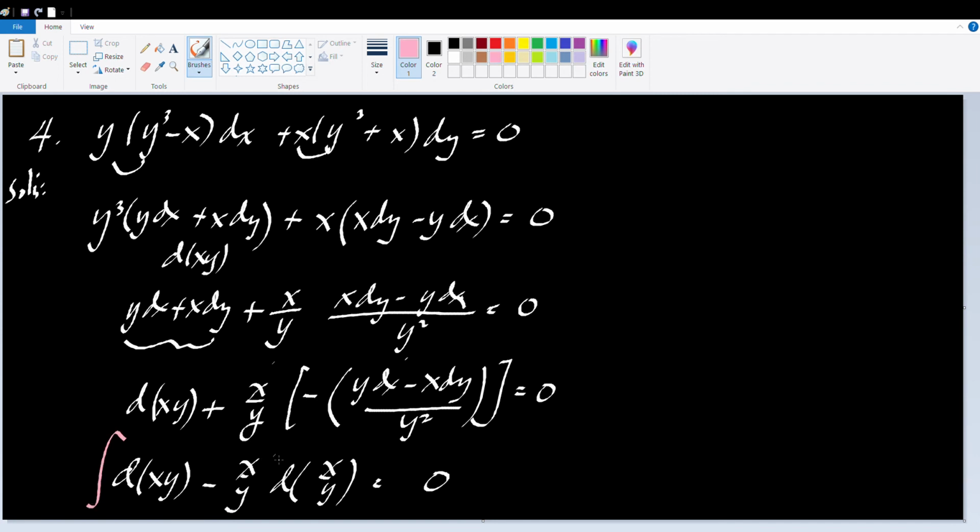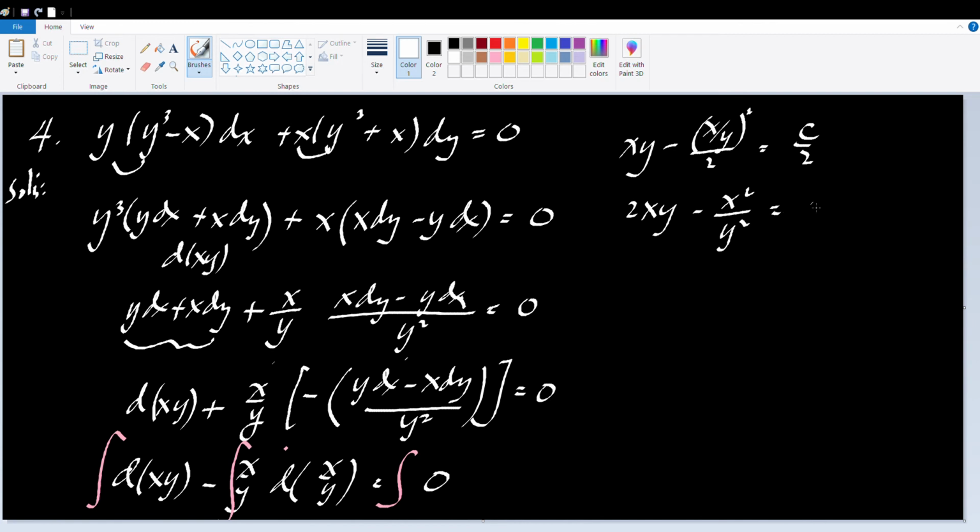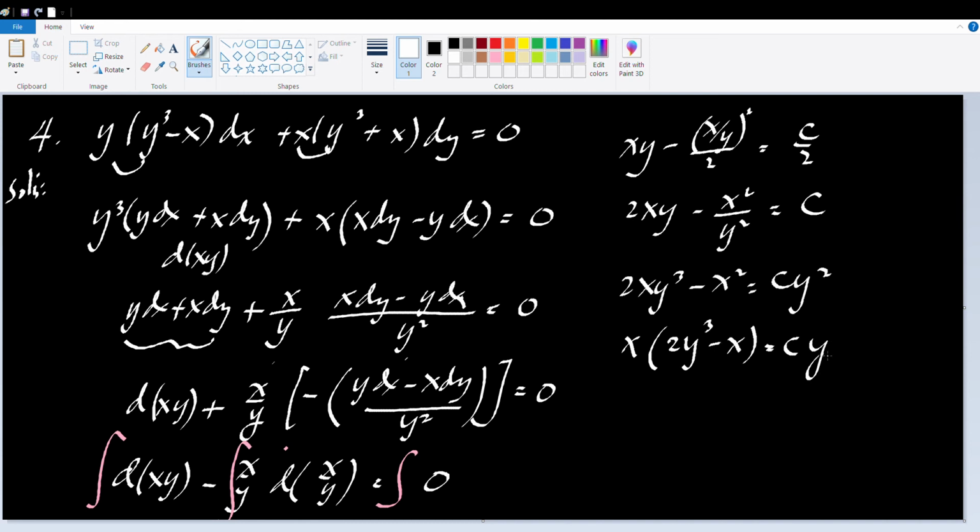We then integrate, hence we'll be getting xy minus, again, power formula. The power here of xy is 1, so x over y squared over 2 equal to c over 2. Or 2xy minus x squared over y squared equal to c. 2xy cubed minus x squared equal to cy squared.